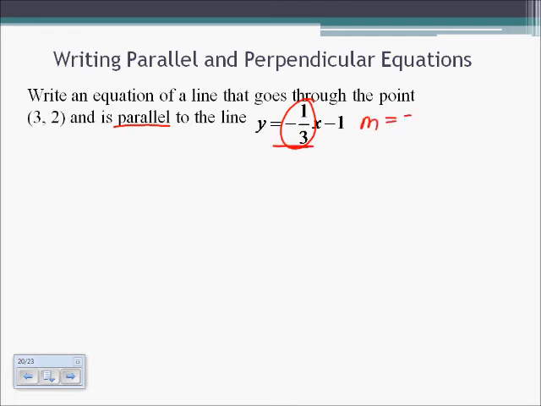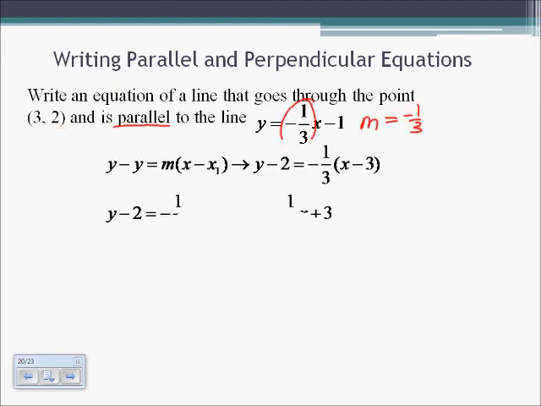So if we want the parallel slope to that, we just use that slope and the point given to us, 3, 2, and we can use that then to write our equation. Okay, so taking the slope that we want, which is negative 1/3, and the point 3, 2, we can plug it into the point slope formula, and then we can just solve using the distributive property and addition, and we end up with y is equal to negative 1/3 x plus 3.